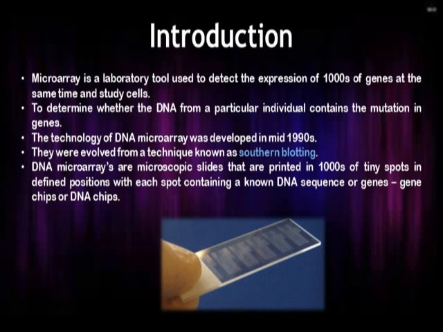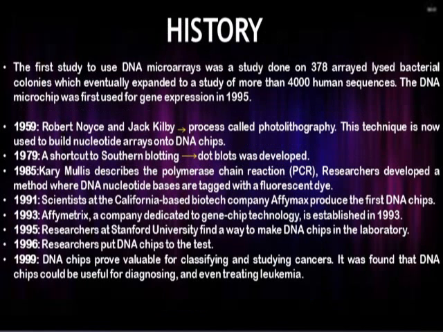Now, let us talk about the history. It starts long back, from when photolithography was found. In 1959, Robert Noyce and Jack Kilby found a process known as photolithography. This technique is very simple: we use light and convert it into chemical energy. Now, we use nucleotide arrays on DNA chips.